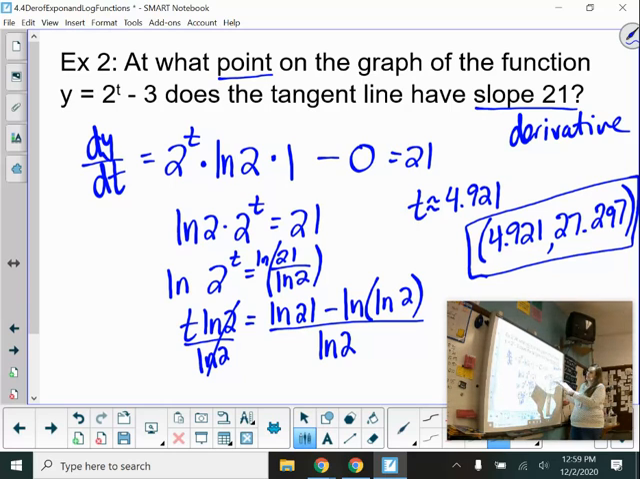If you're not comfortable solving equations that have exponentials in them, that might be something that you need to go back and work on through iExcel. Again, I took the natural log of both sides in order to get that t out of the exponent there.